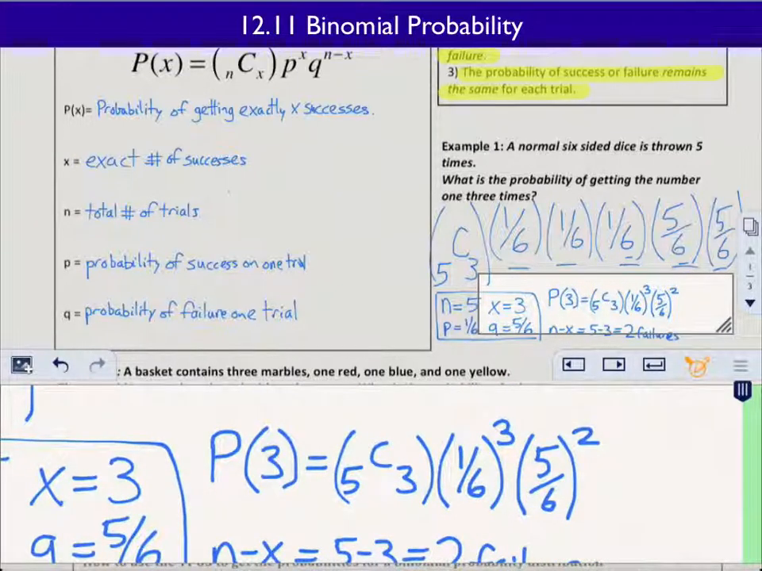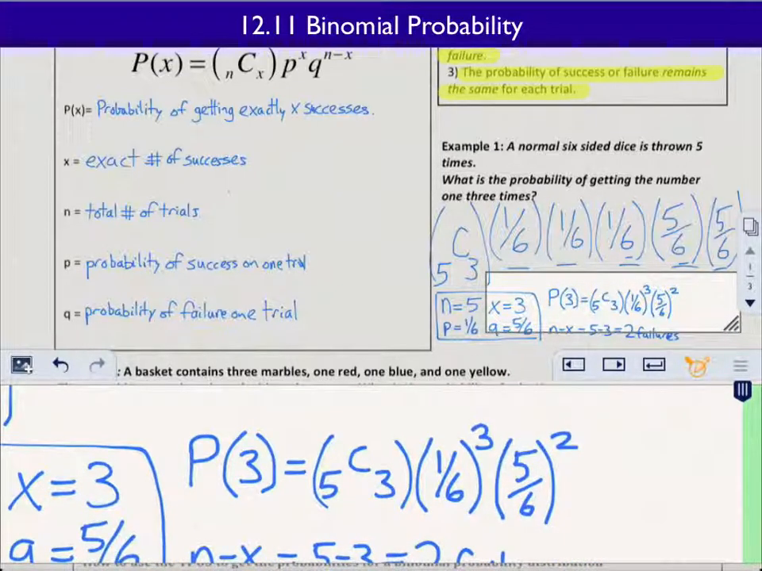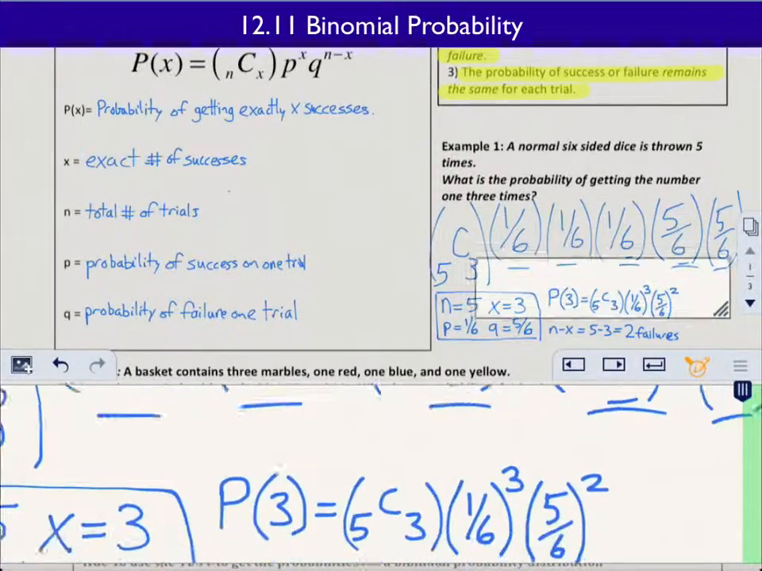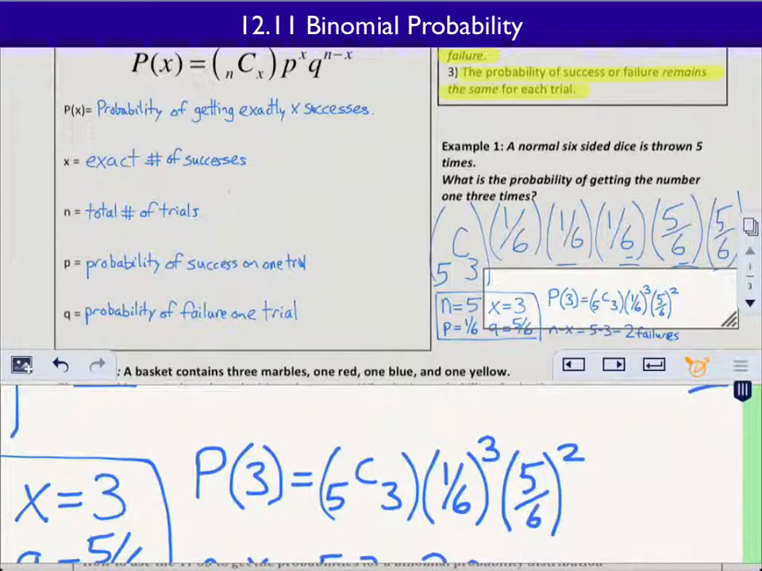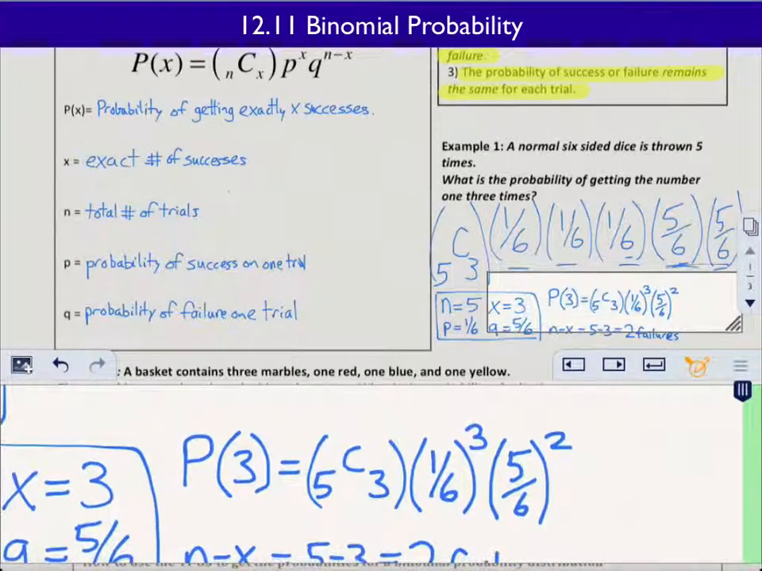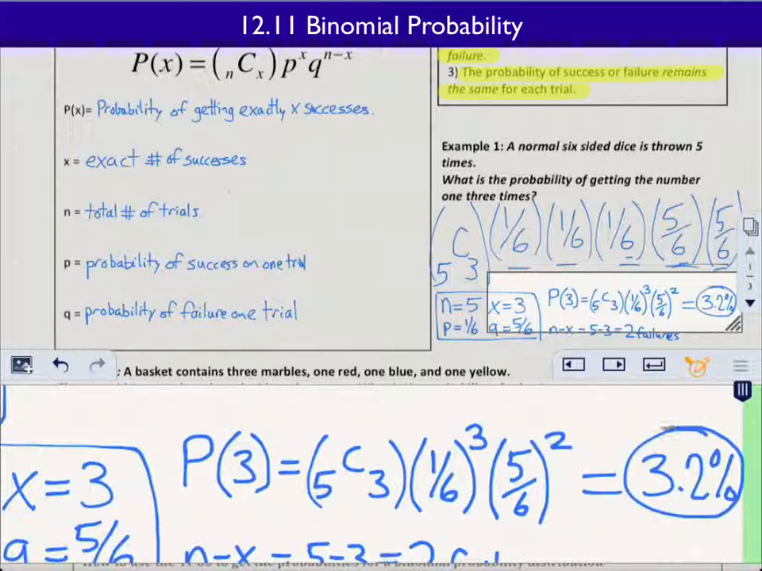Now, if we analyze this, 1/6 to the 3rd power is exactly what we have right here. And then 5/6 to the 2nd power is what we have right here. So this indeed is the same formula. And you would type this straight into your calculator just like this, and we get about 3.2%. Alright, so that is how we use the binomial probability formula.